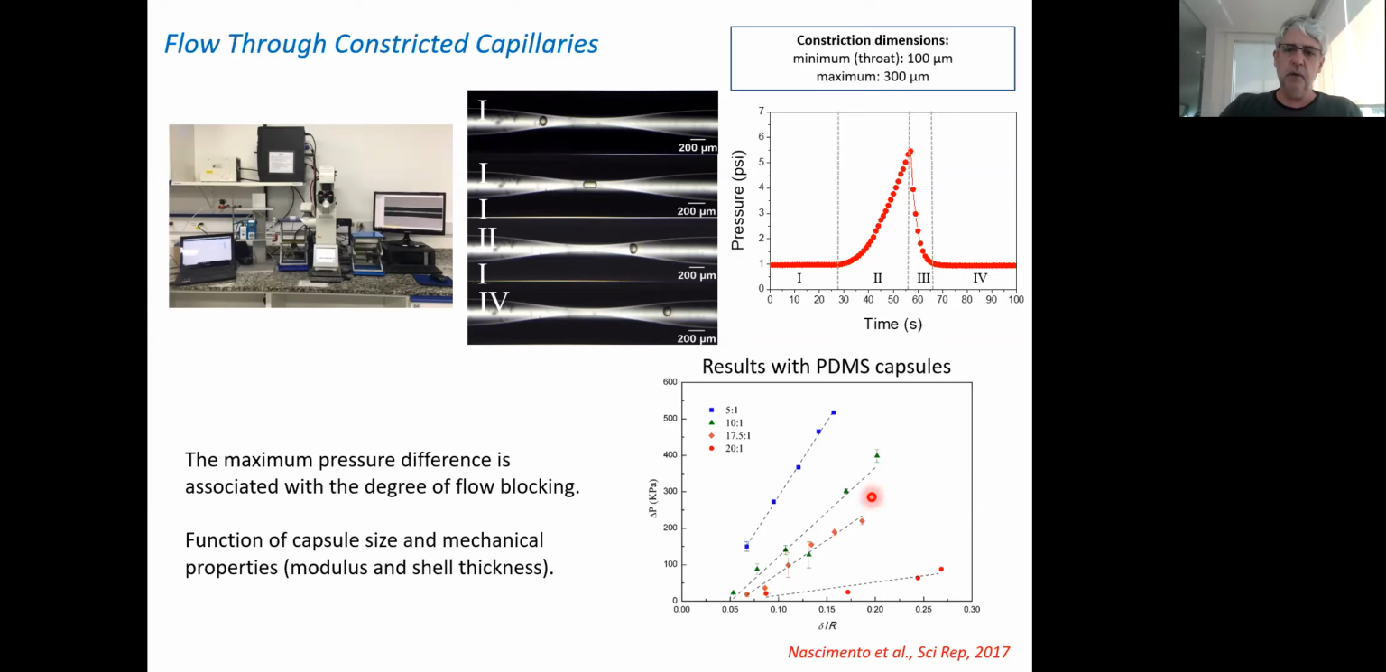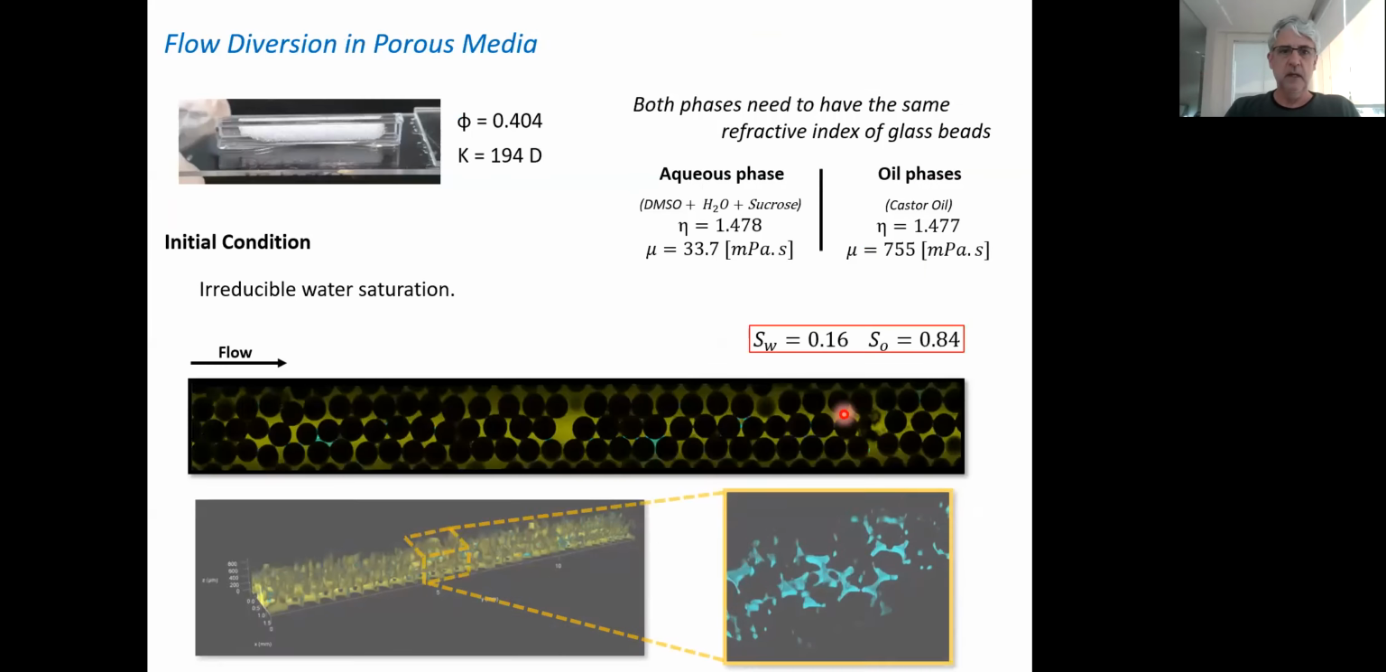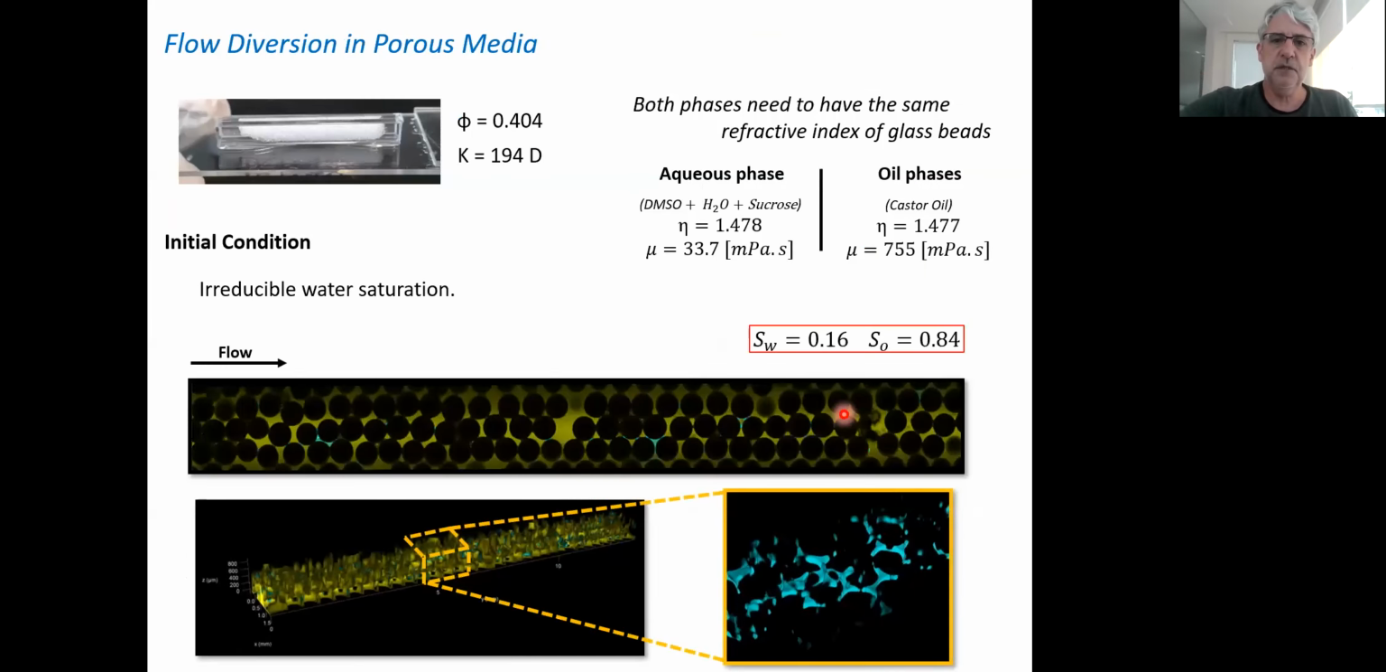So here at the bottom, I'm showing an example of results that we've done with PDMS capsules that we published some years ago, showing the maximum delta P as a function of the shell thickness and also the degree of cross-linking. So we can make very soft capsules that can flow through the constriction without a very high pressure difference, but then we can make very stiff capsules that need a very high pressure difference to make them flow.